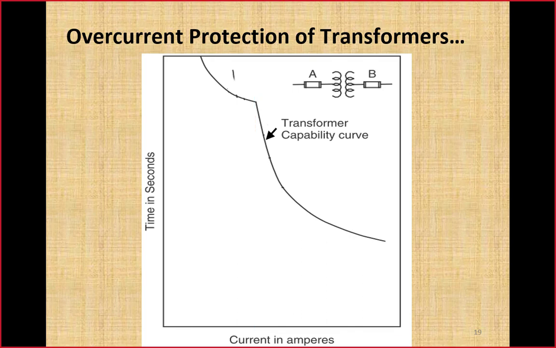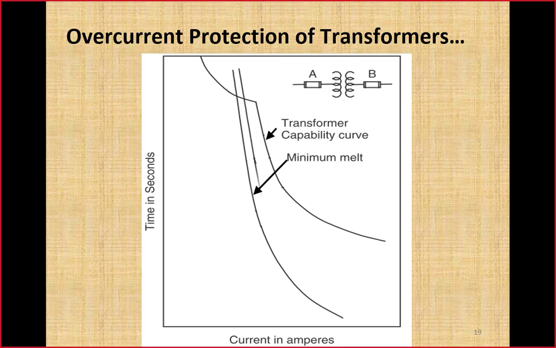Now here is the minimum melt time of the transformer fuses. So you can see here, for a fault condition, the fuse will blow out, its filament will get blown off much before the capability curve of the transformer. So it is adequate protection against the fault.